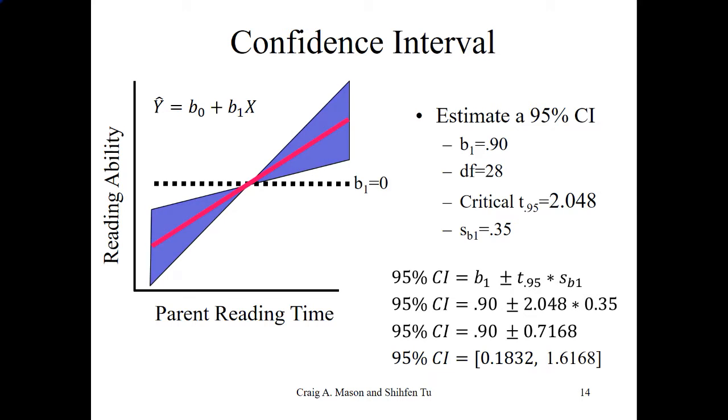We can illustrate it here visually with this shaded area that reflects the range of slopes we would expect to see based on our sample if we sampled an infinite number of times. One side of this area corresponds to the slope of 1.6168, and the other corresponds to the slope of 0.1832. So again, this shaded range of slopes reflects our 95% confidence interval. Well, that's nice, but what does it mean? What does it really tell us?